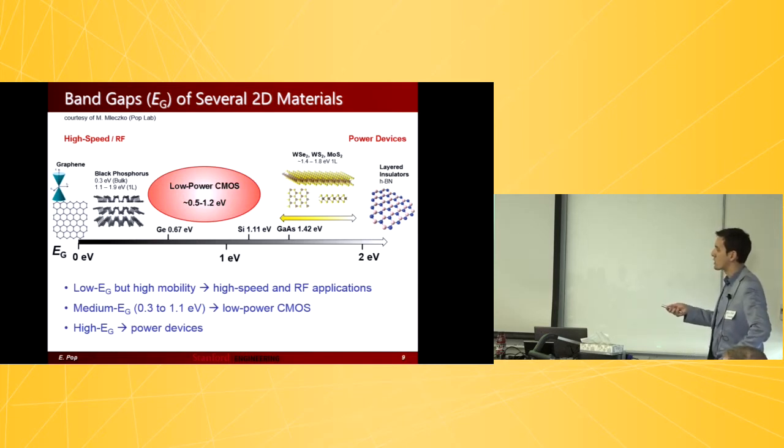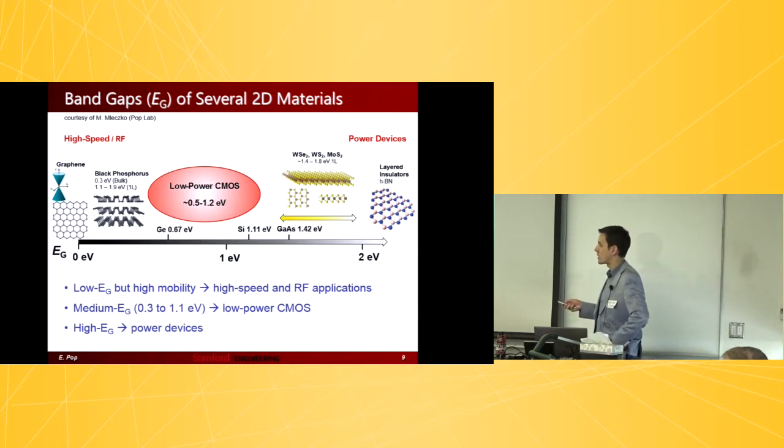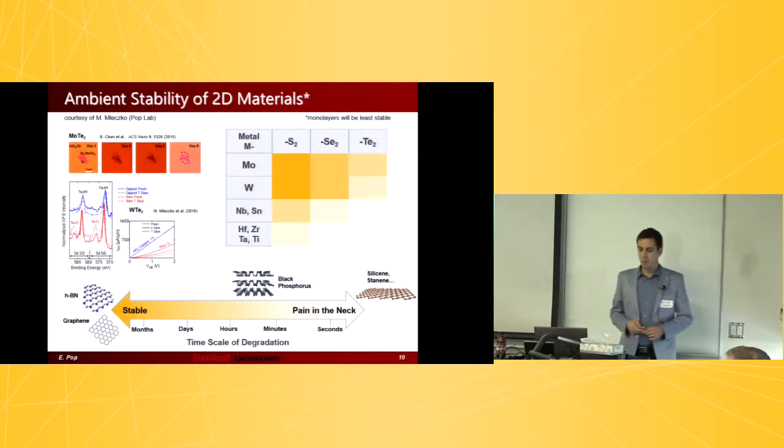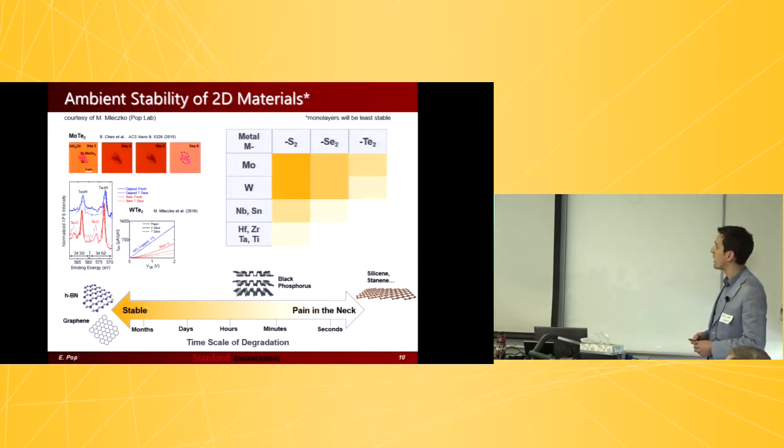I think you all know this already, especially from Professor Zhu's presentation. But with low band gap but high mobility, you could go for high-speed or RF applications. Medium band gap, of course, low power CMOS, and then larger band gap for power devices, perhaps. But maybe a more whimsical way to look at 2D materials, also put together by Michael Mleczko in my lab, is to look at them on a scale from stable to complete pain in the neck.